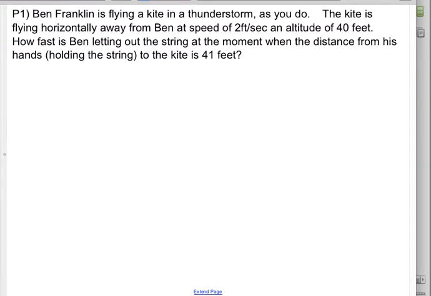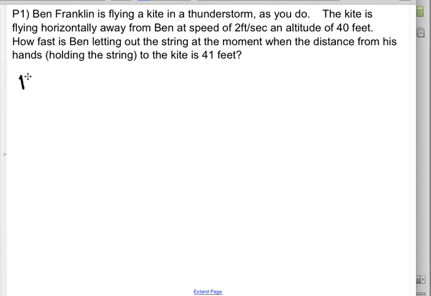All right. P1. Ben Franklin is flying a kite in a thunderstorm. As you do. Totally sensible. The kite is flying horizontally away from Ben at a speed of 2 feet per second at an altitude of 40 feet. How fast is Ben letting the string out at the moment when the distance from his hands to the kite, meaning the length of the string, is 41 feet?